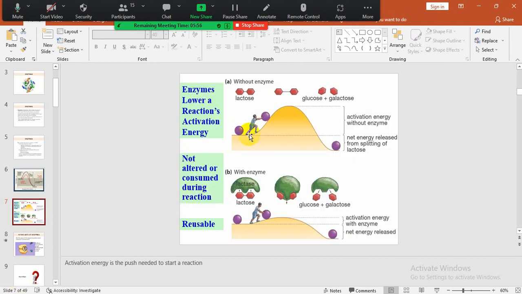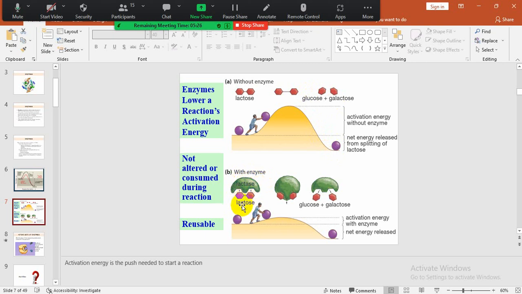So this is a schematic example of it. If you have lactose, it comprises glucose and galactose. So if lactose is here, you will see that this man is pushing to get here to break down the lactose to glucose and galactose. But if you have an enzyme, look at the enzyme. The enzyme is this, lactase.